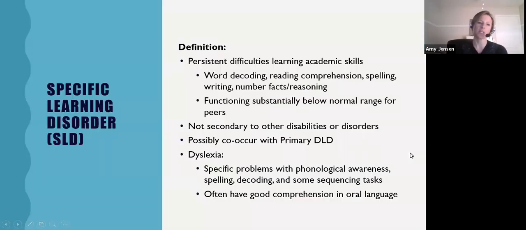There's also specific learning disorder. Now, this is language impairment that's specific to a particular academic skill.